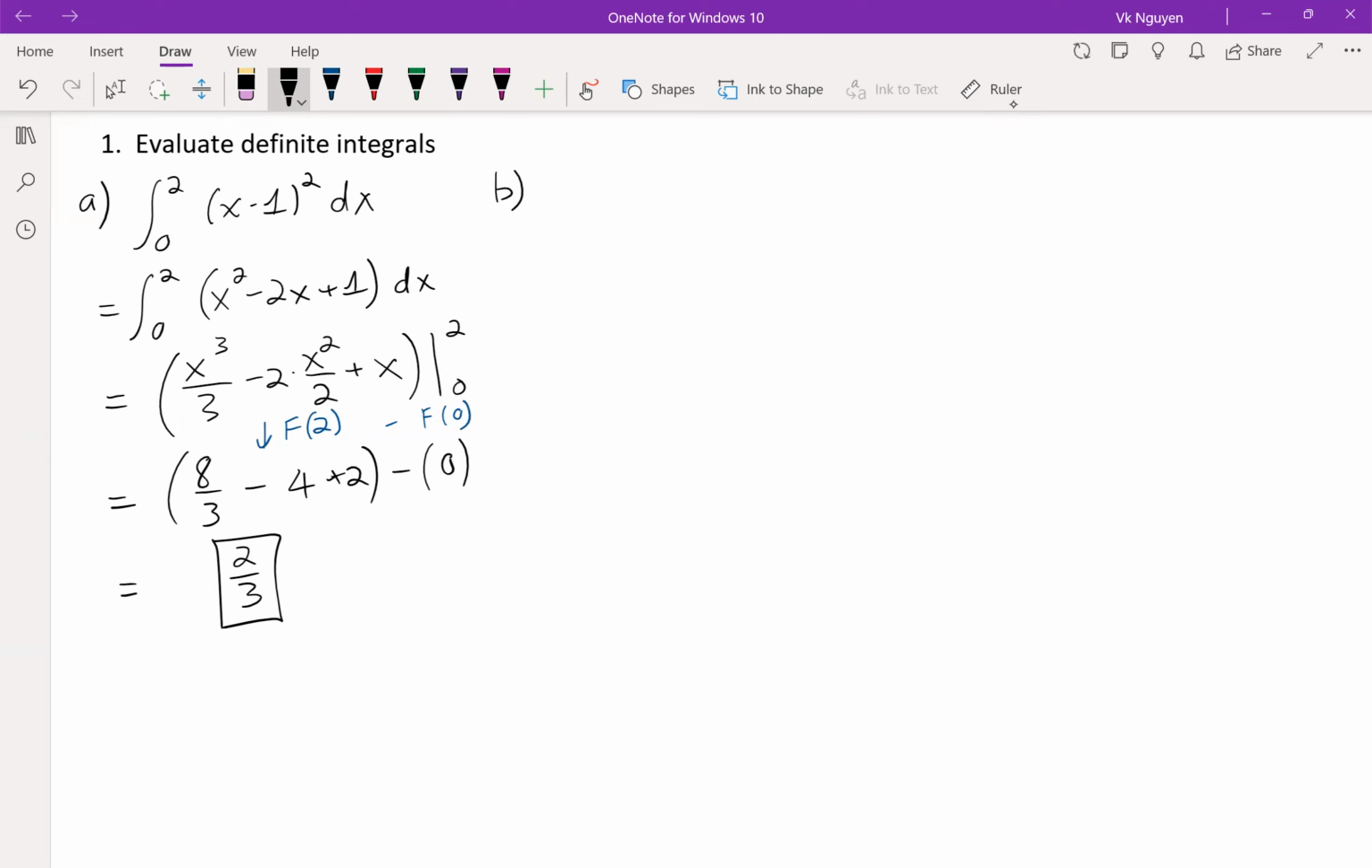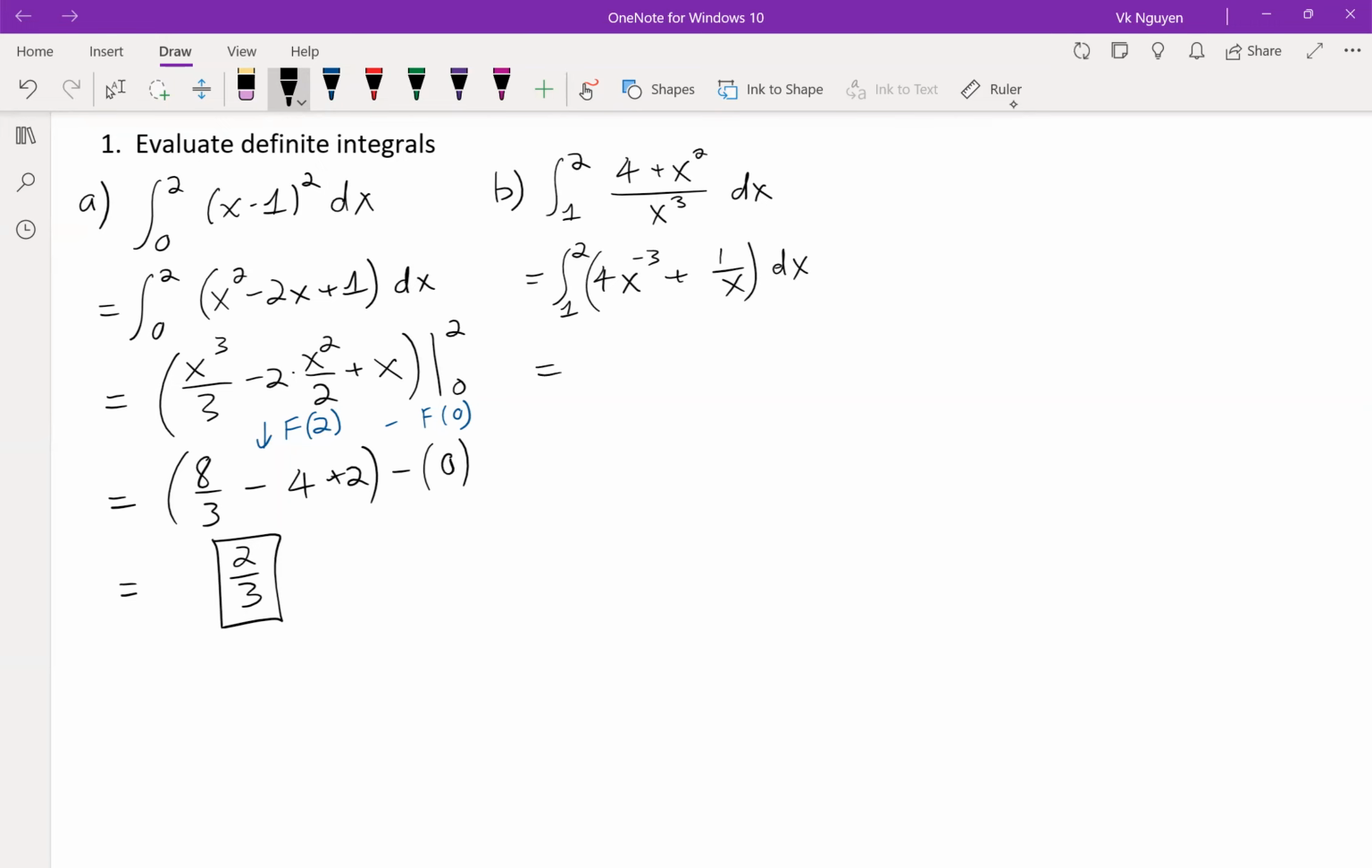Integral from 1 to 2 of (4 plus x squared) over x to the power 3 dx. Same thing here. We cannot find the antiderivative of this rational function directly. So we have to split the fraction and simplify. Split and simplify gets us 4x to the -3 plus 1 over x dx.